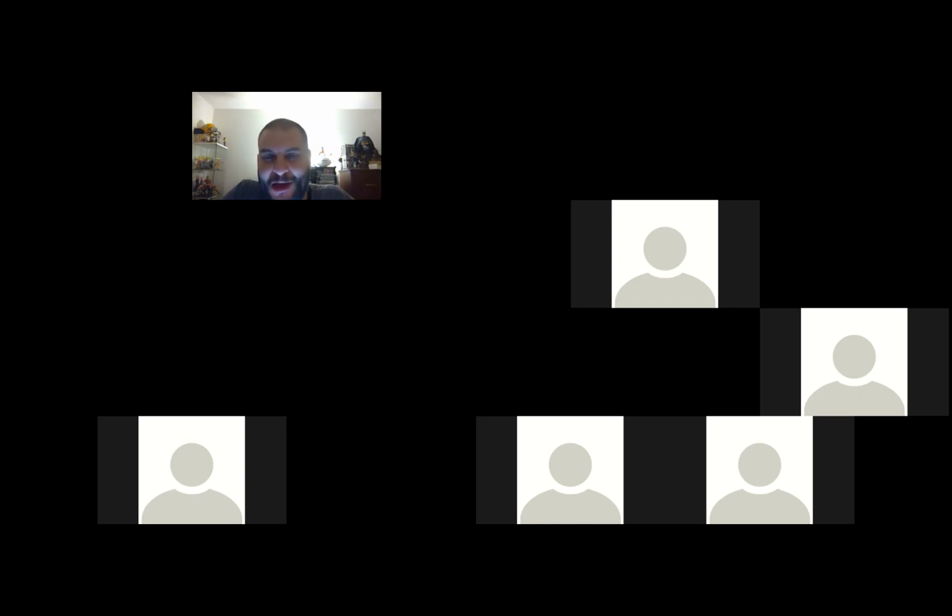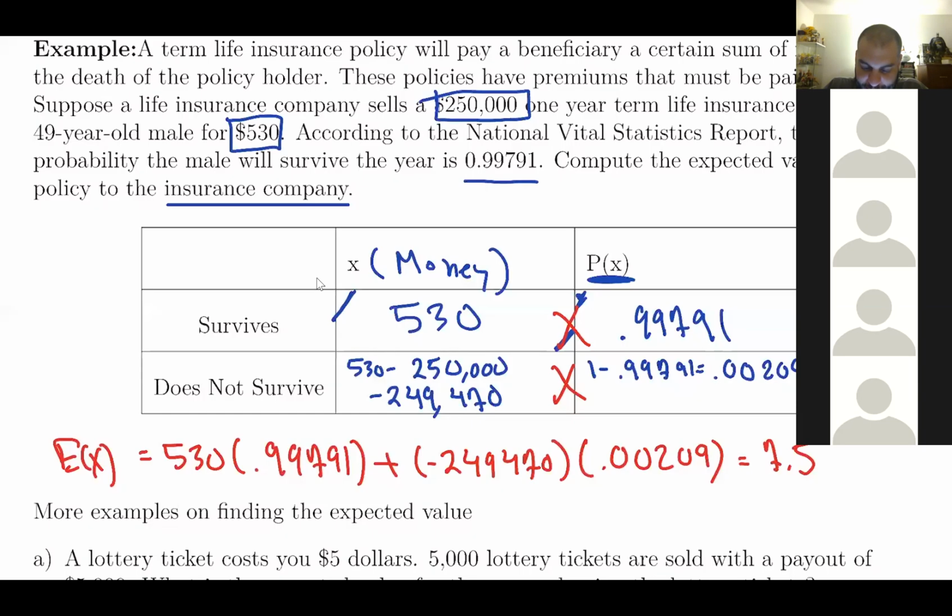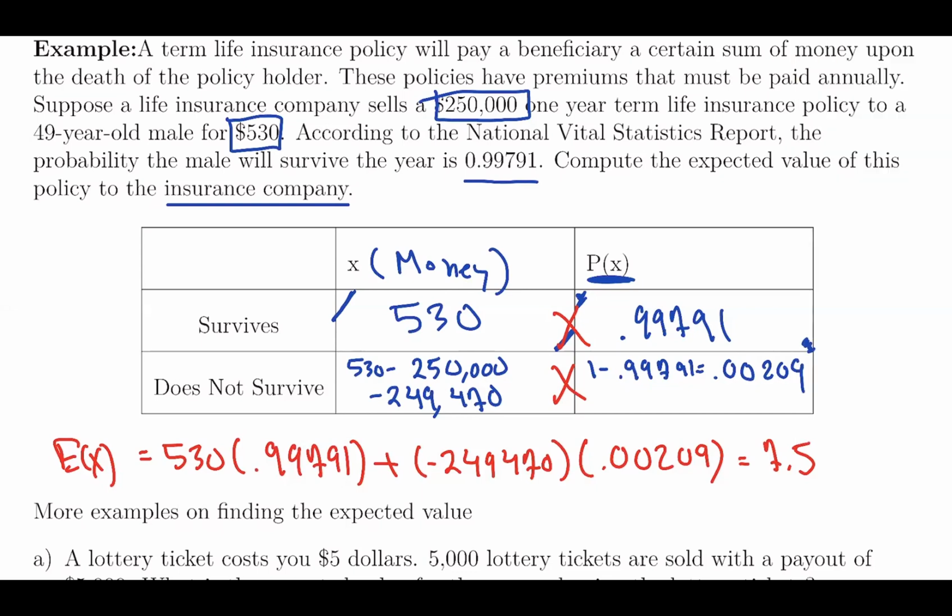So you kind of have to think about it. That's the average, but it's not the average for one person. Because if they sell this policy to one person, and that one person dies, then they're screwed because they didn't get that much money from everybody. If you remember the law of large numbers, it works the same way. The $7.05 represents the law of large numbers.